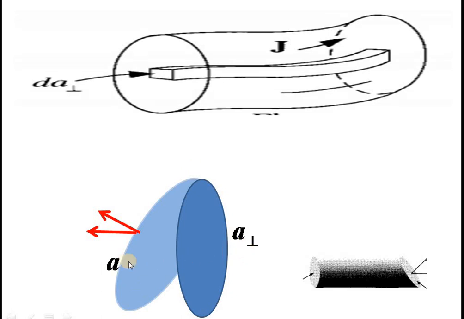They are related by this notation: A perpendicular will be equal to A cos theta. If the angle between the planes is theta, then A perpendicular will be equal to A cos theta. We can easily prove it. If you know the angle, if this is theta, then this is A perpendicular. You can take it as a shadow.